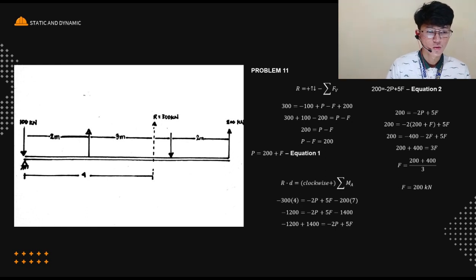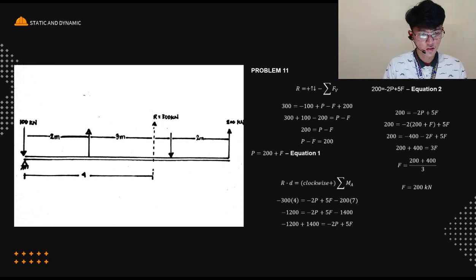So, una, yung resultant ng 300. So, negative 300 times the distance, which is yung 4, equals negative 2P plus 5F minus 200 times 7. So, simplify. Negative 1,200 equals negative 2P plus 5F minus 1,400. So, negative 1,200 plus 1,400 equals negative 2P plus 5F.